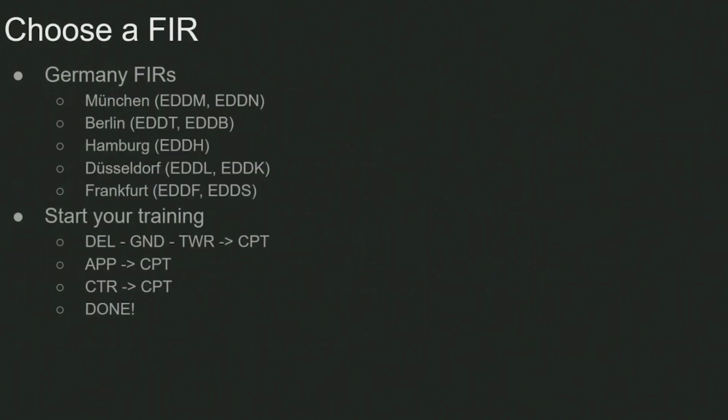Yeah, so basically you have to choose a FIR. If you want to start training in Germany, we have these 5. So you can either go, for example, to Munich, and then you control on these 2 airports. Berlin has Tegel and Schönefeld, Hamburg, Düsseldorf, and Frankfurt. So these are basically regional groups with like 20 to 70 members, and you then get trained on this airport and can control there. And here's once again the flow.